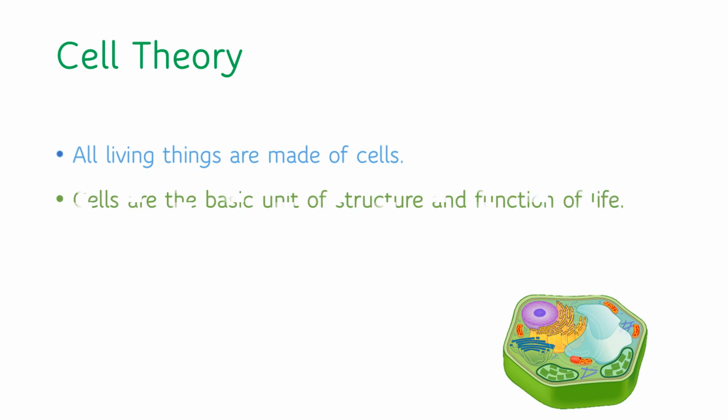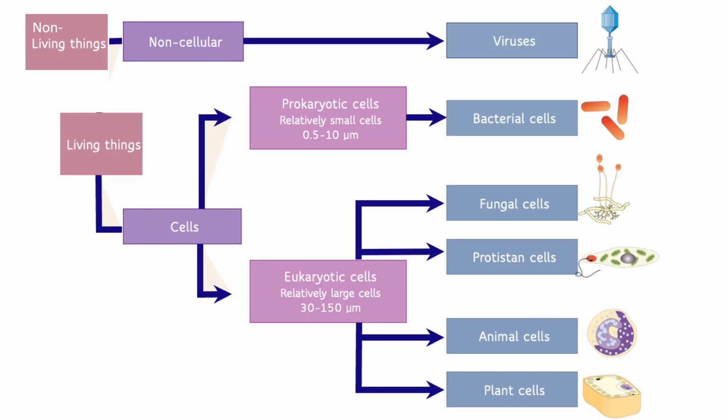So cell theory, to start with. The first part of cell theory is that all living things are made up of cells. Cells are the basic unit of structure and function of life, and cells come from pre-existing cells. This flowchart is really useful. It breaks things down into non-living things and living things. Non-living things are non-cellular, not made up of cells, for example, viruses. Living things are made up of cells, the first part of the cell theory.